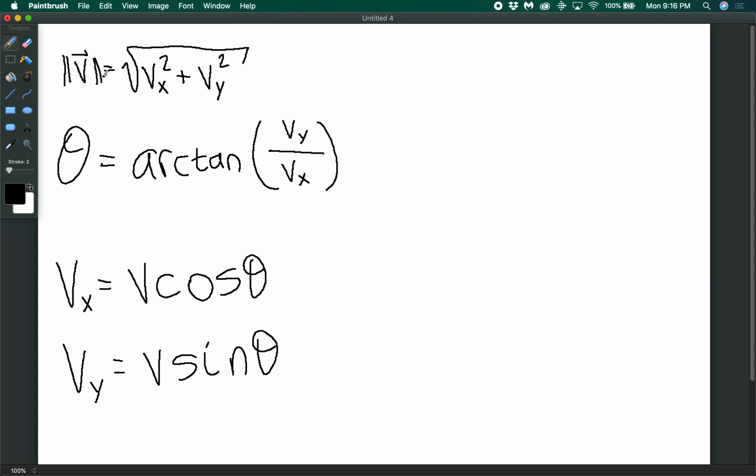The magnitude is just a number. A vector has a magnitude and a direction. So the magnitude of a vector will always be positive. Direction can be anywhere between 0 and 2 pi, or 0 and 360.